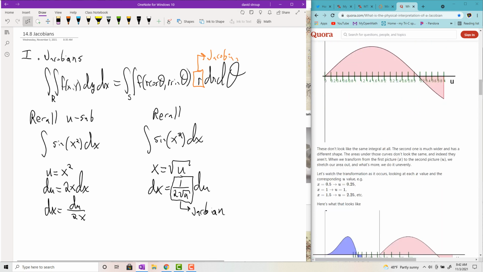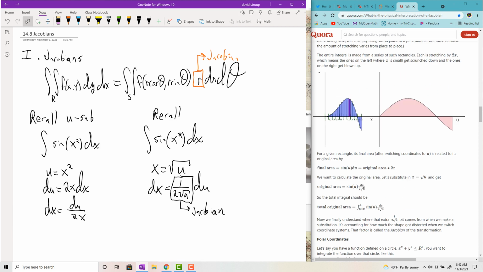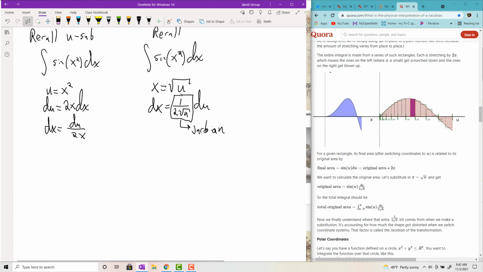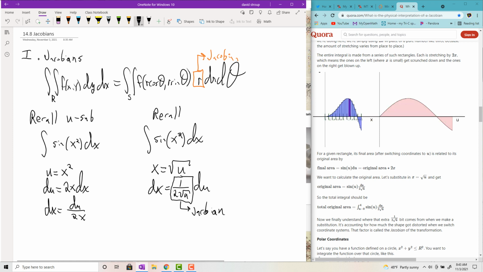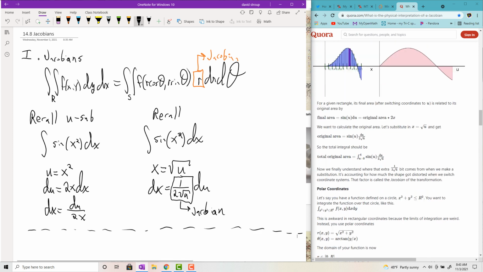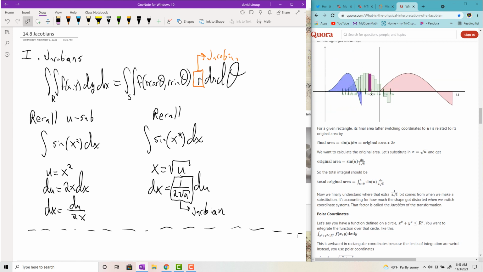He has some nice pictures. You're starting with this purple rectangle, and when you do the U sub, it's warping that rectangle. That factor there is how much the warp is, and that's the Jacobian. Okay, so that's one dimension. We want to take this now into two dimensions, right? In one dimension, you're basically stretching your change in x and getting a new change in x in terms of u.